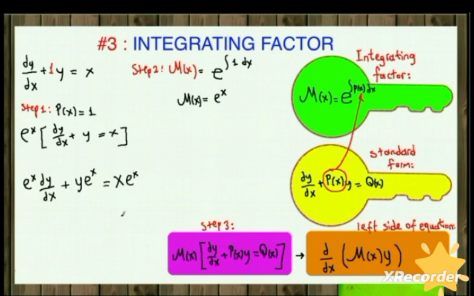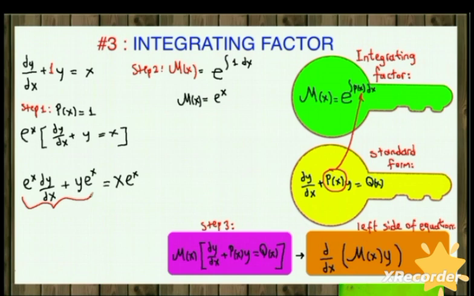After step 3, the left side of our equation is equal to d dx of mu of x times y, which means the derivative of mu of x times y. So this is the product rule. After the product rule, this is what we get. So this is going to be your check of the function.